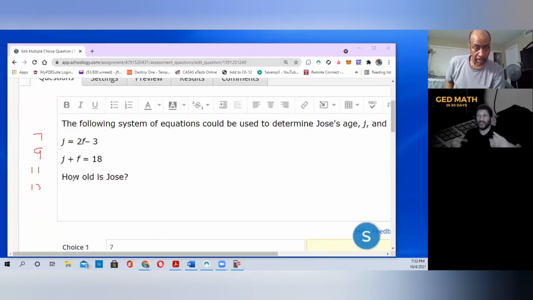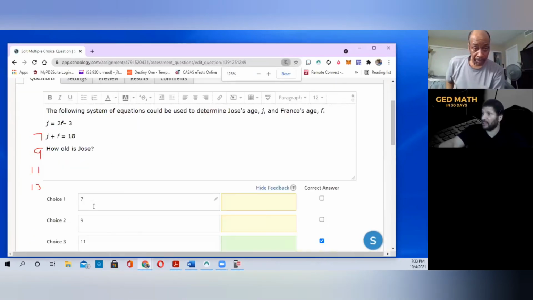Remember, what it's telling you is that this could be Jose's age and Franco's age. Well, first, how old is Jose? Jose is 7, 9, 11, or 13. So this is all Jose. This is the possibilities of Jose. What they're telling you is both their ages equal 18.